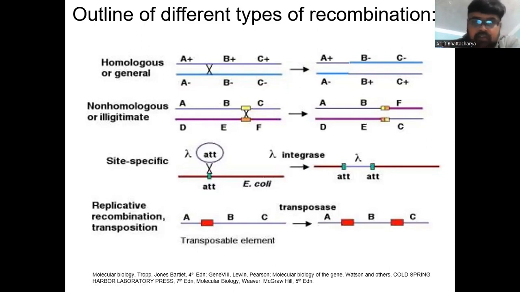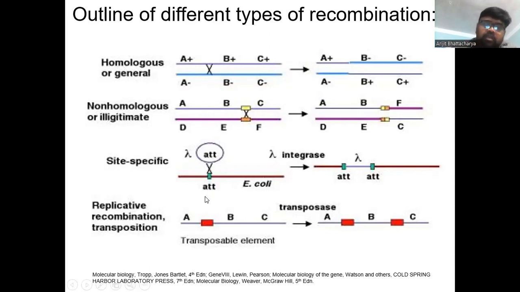Then there is site-specific recombination, as I mentioned. Site-specific means there are specific sites on the two DNAs, like we know while integrating, the lambda phage integrates into the E. coli DNA. The lambda phage uses its sequence called attP, and it recombines it with a sequence in the E. coli genome, attB, and thereby lambda integrates. A specific enzyme is involved here, which is called lambda integrase, but it depends on the presence of the sites at P and at B.